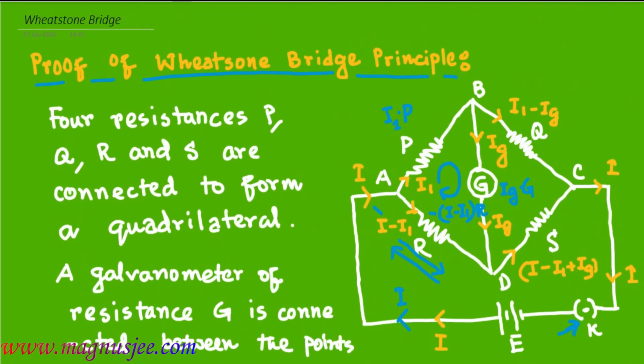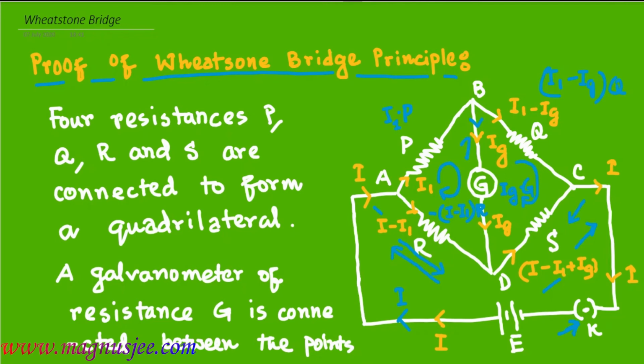In the loop BCDB, if we travel along BCDB, the first potential difference is (I1 minus Ig) into Q. That is positive because we are traveling from B to C and the current I1 minus Ig is also flowing in the same direction. But we are traveling along CD, while the current (I minus I1 plus Ig) is flowing in the opposite direction. That's why the potential difference across the resistance S will be negative, that means minus (I minus I1 plus Ig) into S.